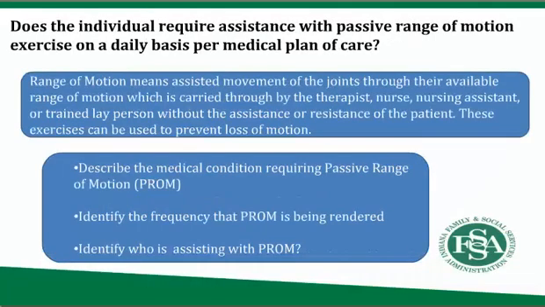This one is in reference to passive range of motion. Do they require assistance with that on a daily basis per their medical plan of care? So again, describing what condition prompts that, what is the frequency, who is assisting with that, why do they need assistance with it, will again help the reviewer make a decision about whether they agree with that response or not.